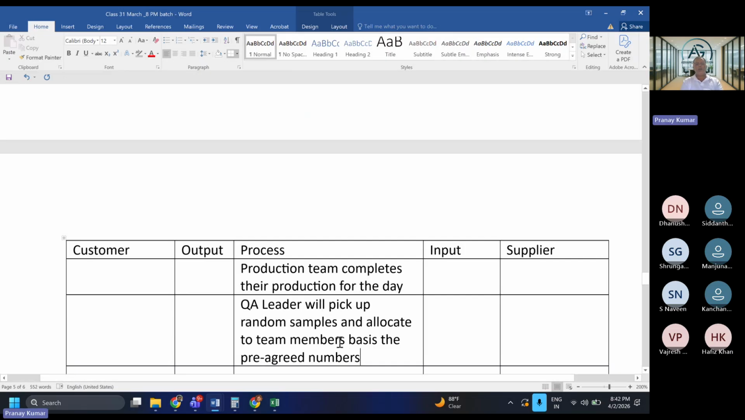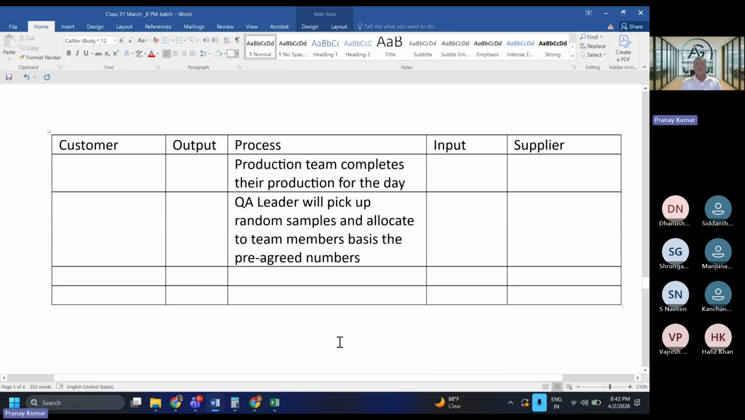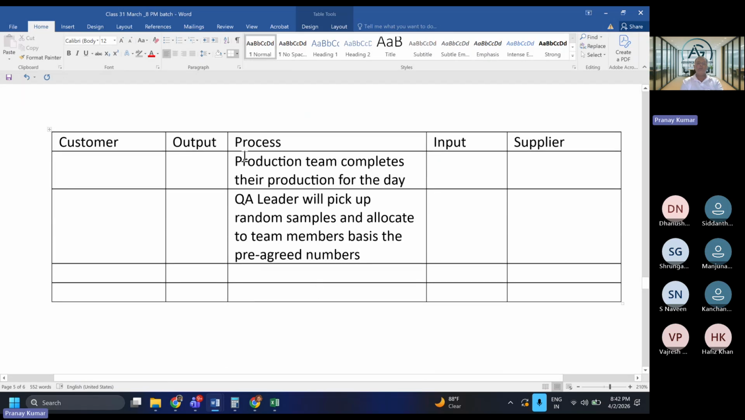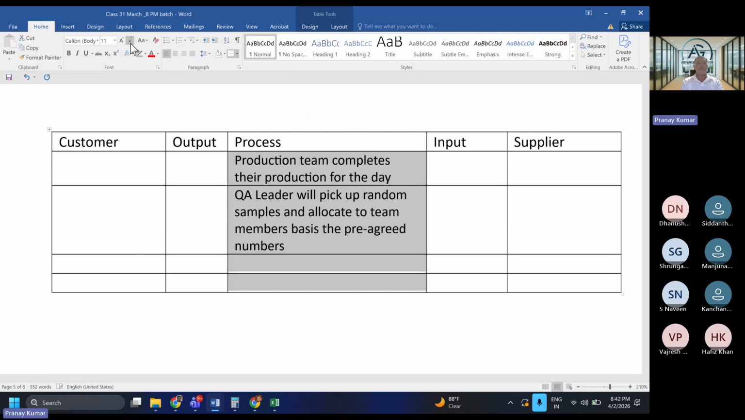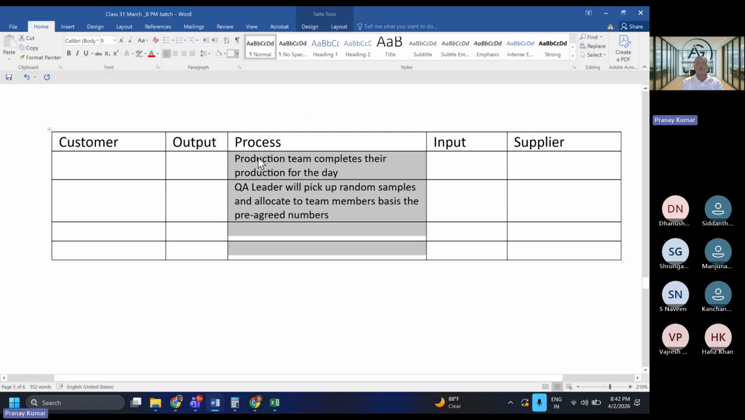Everyone, this is how you do it, or is there a different way of you doing quality right now? There is some target that you get from your business, that this is how many audits you have to do. That is what I've written here, that we are required to pick up random samples from the work that has been done. Either the team leader is allocating that to you, or you do it yourself.